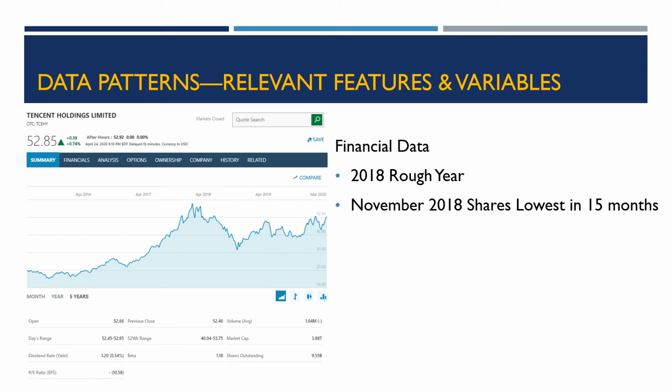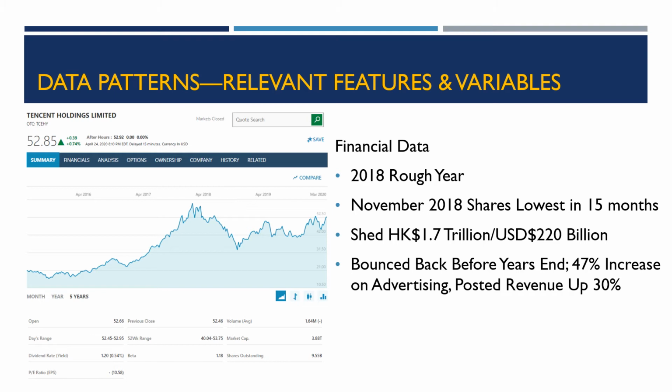So in November 2018, their shares hit the lowest they had been in 15 months. They shed 1.7 trillion Hong Kong dollars, and that's 220 billion in USD. However, they bounced back before the year's end with a 47% increase on advertising, and they were able to post revenue up 30%. They actually had an increase of 32% on the year. So it's nothing to complain about. But the year prior, 2017, their sales were up 54%.